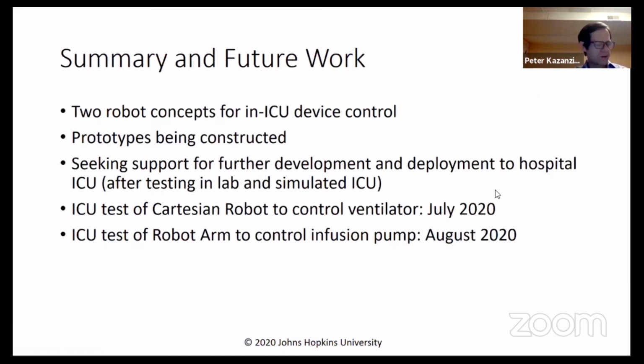So I'm going to wrap up. I actually forgot to start my timer, so I'm not sure if I'm running short or long, but we've developed these two concepts for in-ICU device control, working on prototypes. We're looking to get some support for further development and deployment to the hospital ICU. And our goal, I think somewhat ambitious, is to try to test the Cartesian robot to control a specific ventilator that has just a touchscreen interface in July. And then follow up by using the other robot to control the infusion pump in August. So thank you for your attention.